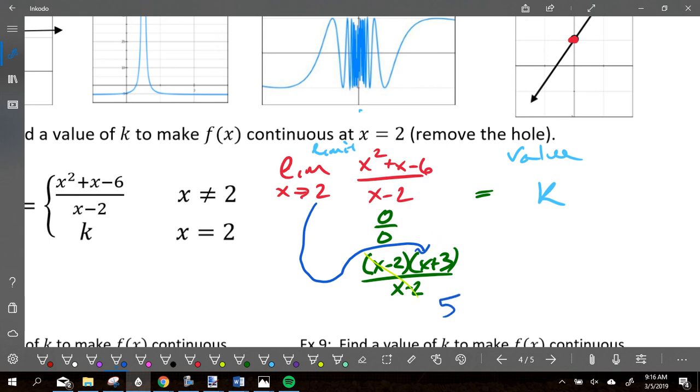Guess what you want the k value to be in order for this to be continuous? 5. K is equal to 5. That's the answer to this question. You had this cool graph. Oh no, there was a hole in the middle. How do I fill in that hole? By finding that k value of 5. If I put in a k value of 5, all of a sudden it's a continuous graph again.